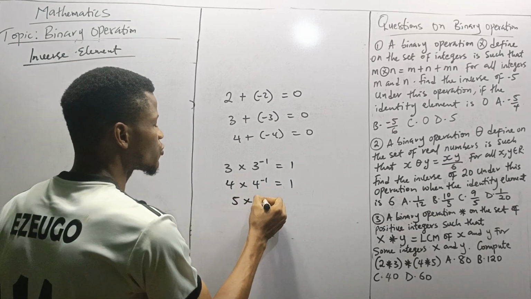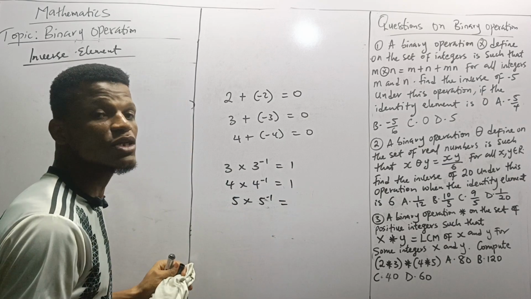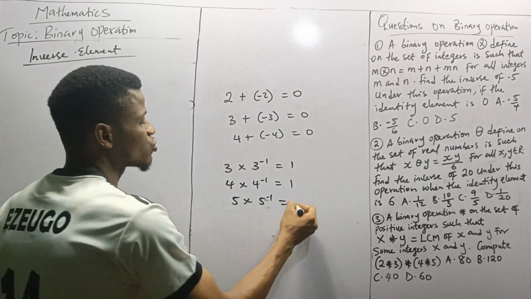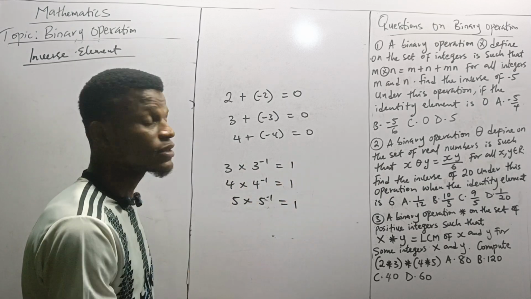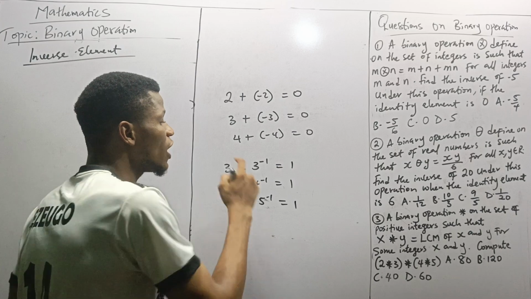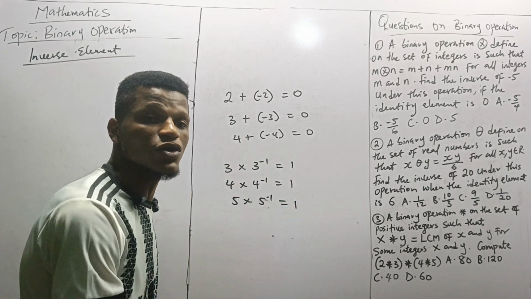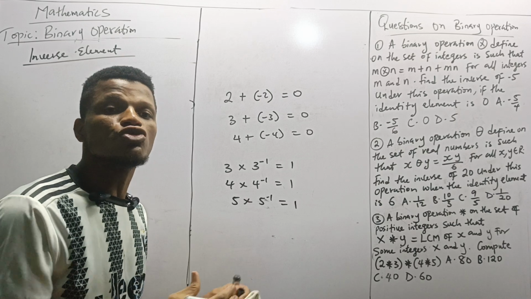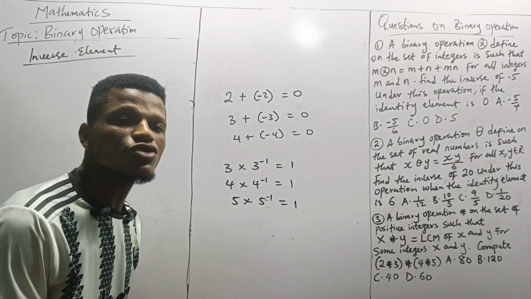5 times 5 raised to the power minus 1, this will give us 5 times 1 over 5, which is 5 over 5, which is 1. Then you can see that in multiplication, the neutral element is 1. So if two elements multiply and give you the neutral element, then one is an inverse of the other. In fact, one is exactly opposite of the other. So when two opposite things meet together, they give you a neutral value. All right. When two opposite things meet together, they give you what?